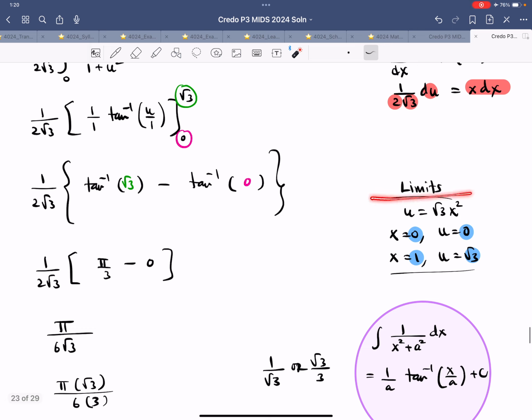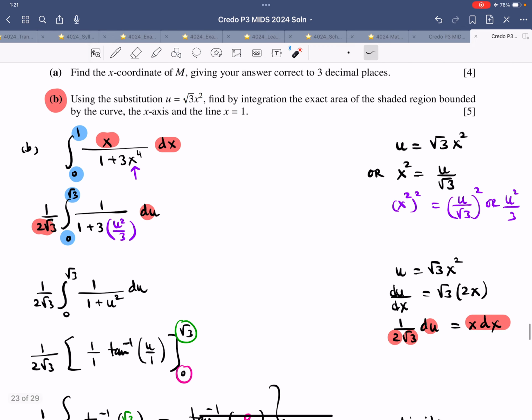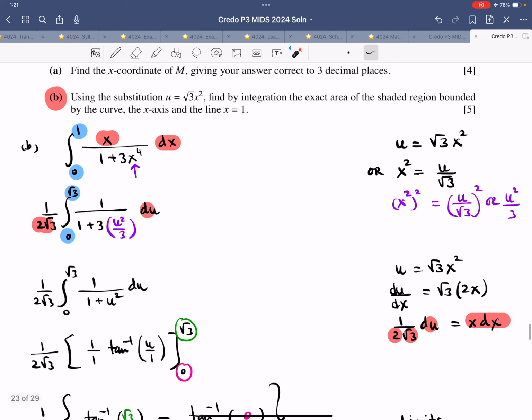I change the limits at the very beginning. This is the equation that relates the two. When x is 0, u is 0; when x is 1, u is root 3. Now over here, I see this x and dx. So when I have differentiated it, this x dx becomes the subject. What am I left with? 1 over 2 root 3 du. I have shaded it in red.